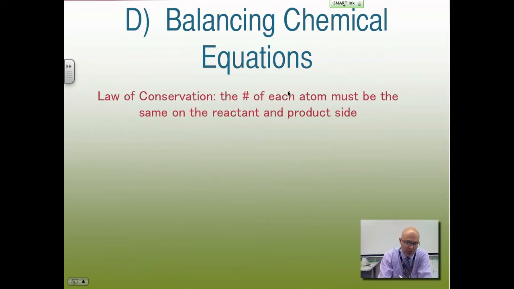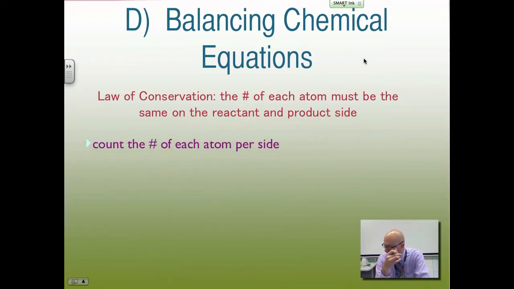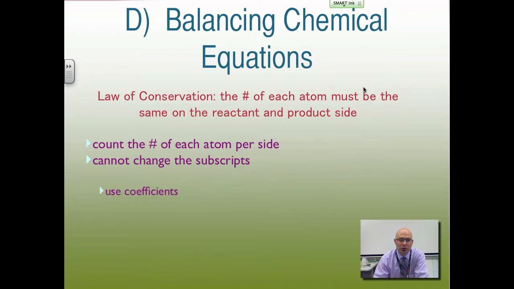Now, how do you balance equations? Well, you count the number of atoms of each atom per side. So the number of oxygens, boom, count how many you have on the reactant side, count how many you have on the product. The number of hydrogens, boom, count them on the reactant, count them on the product, etc. You cannot change the subscripts, okay? You cannot change the subscripts when you are balancing equations. What you do is you use coefficients, okay? So you use coefficients to balance chemical equations.